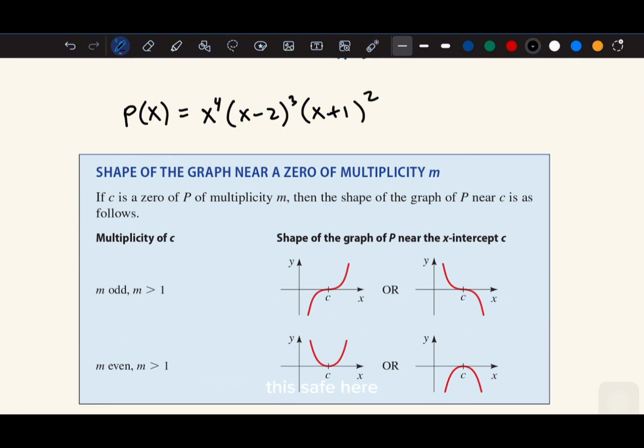this shape here. Okay? So if the multiplicity is odd, like for example 3 over there, the shape near that intercept, which means x equal 2 in this case, it will get this or this, okay? Like the cube, because it's odd. If that is even, like x with power of 4 or x plus 1 squared, which means that nearby x equals 0 or nearby x equals -1, it could be like this or like this. Okay?